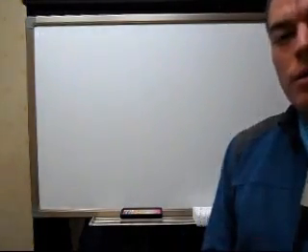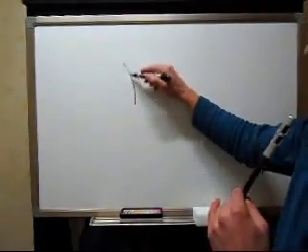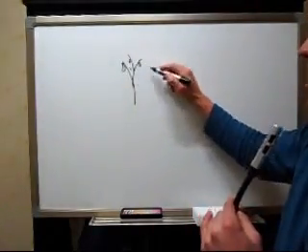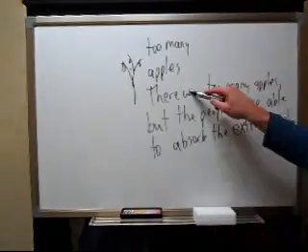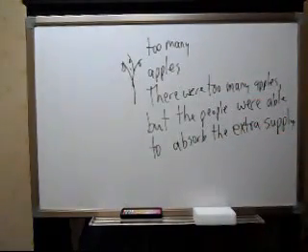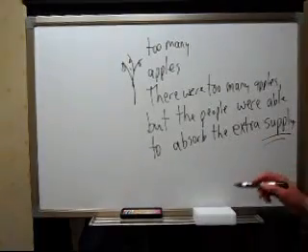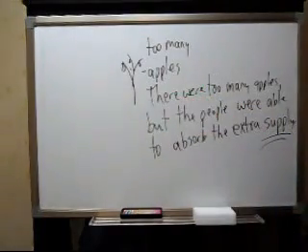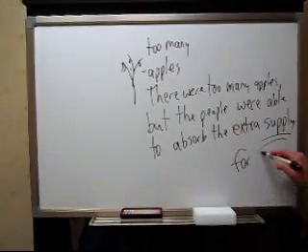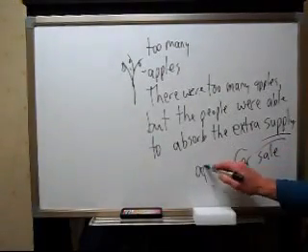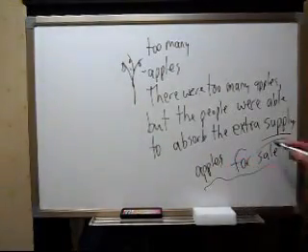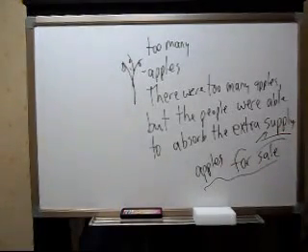I mean, you can say, for example, when you have, let's say, fruit trees, right? Say apples. There were too many apples, but the people were able to absorb the extra supply. The supply is how many apples are for sale. The extra supply is the apples for sale.